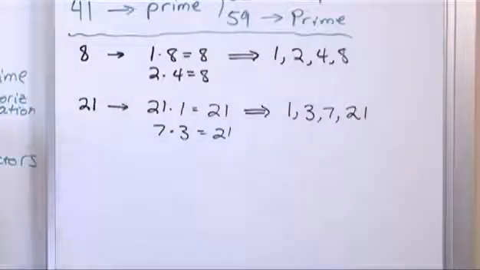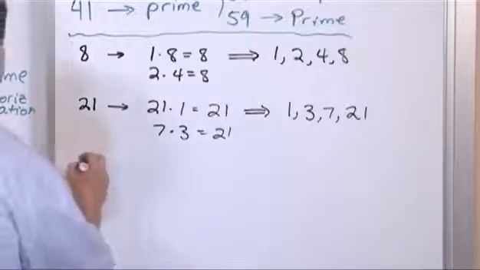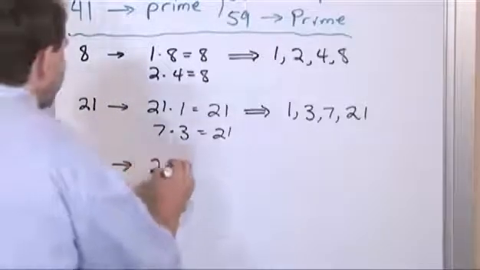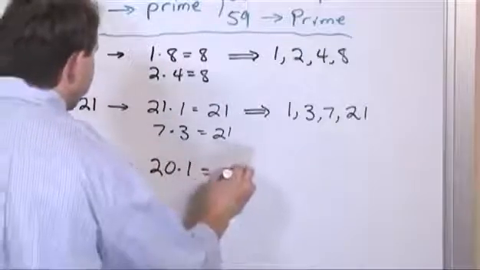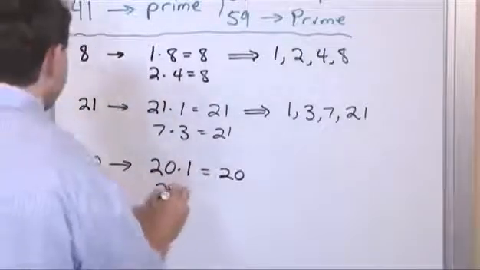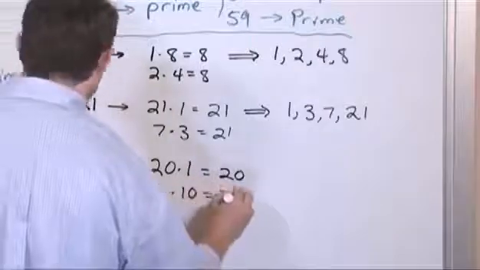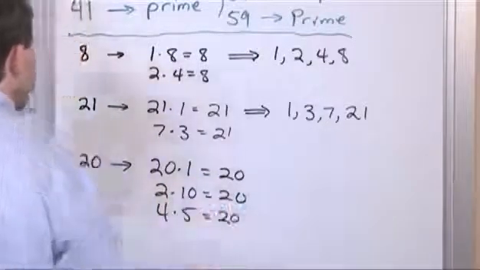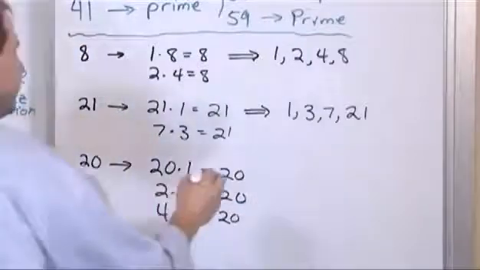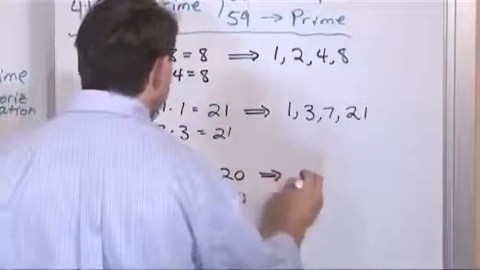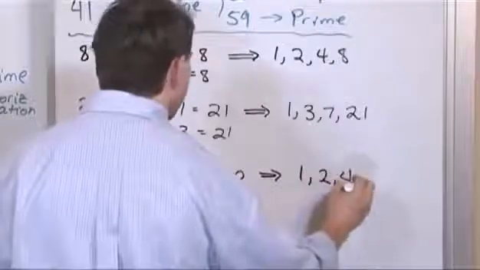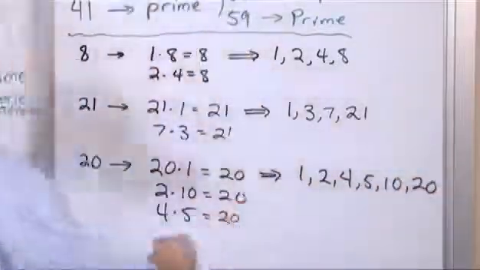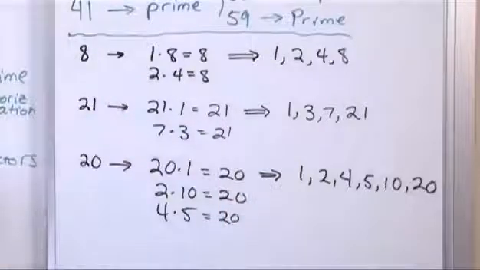All right. So final one, since this is a review, we'll do the number 20. We can say 20 multiplied by 1 is 20. 2 times 10 is 20. And 4 times 5 is 20. And that's about all I can think of that can equal 20. So the actual factors here are 1, 2, 4, 5, 10, and 20. And again, notice these are not prime numbers because we're not doing prime factorization.